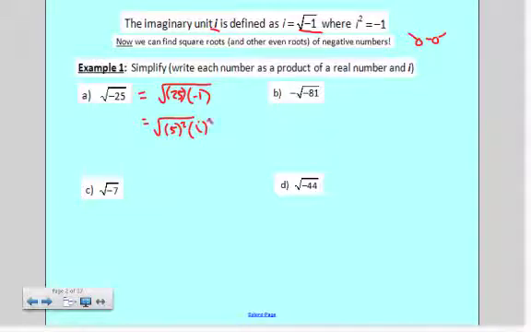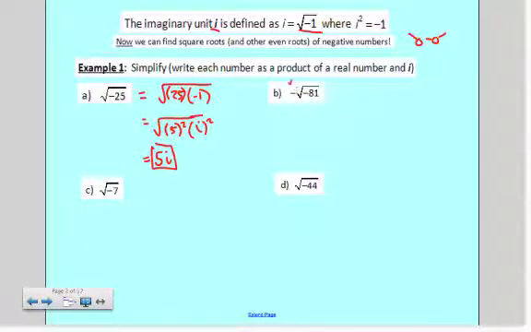And now when we take the square root, let's remember that the square root means the principal square root, which means the answer which is not negative. So the square root of 5 squared is 5, the square root of i squared is i, and there's our answer. Okay. Now, letter B here has a little bit more of a problem.